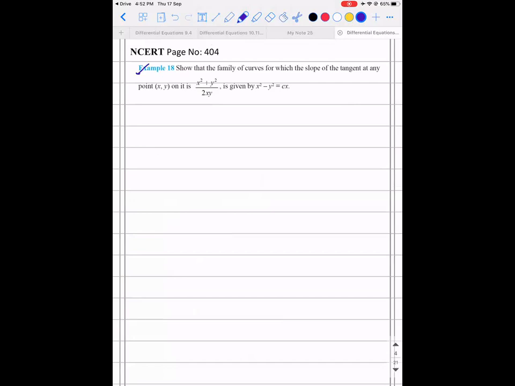Next question is, show that the family of curves for which the slope of tangent at any point x comma y on it is x square plus y square by 2xy is given by the expression x square minus y square is equal to cx. So they have given you the general solution. They're asking you to prove that this is the general solution of the given differential equation, slope of tangent being x square plus y square by 2xy. Right? Now how to solve this?